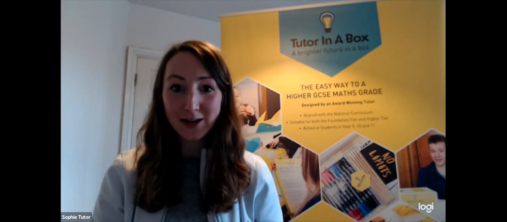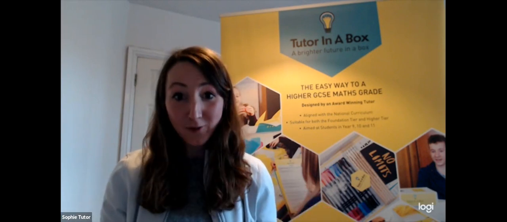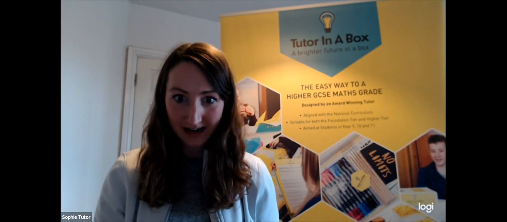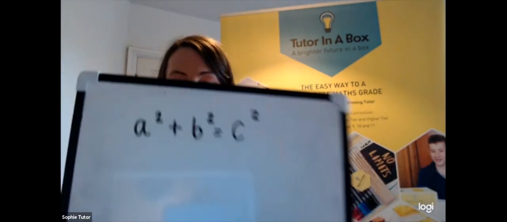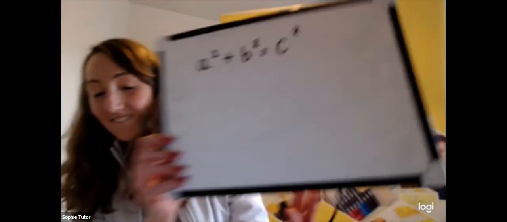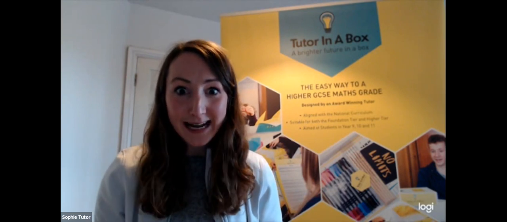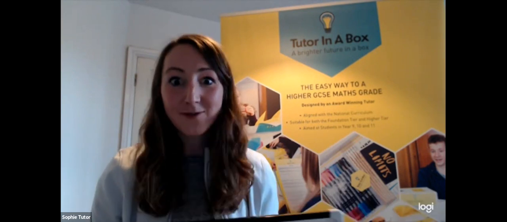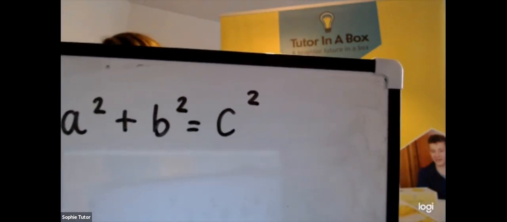The second thing you need to know is that there's a magic formula for it. That magic formula is a squared plus b squared equals c squared. Okay, and this is really, really important. So learn this formula. Take 30 seconds to stare at the screen and learn it.